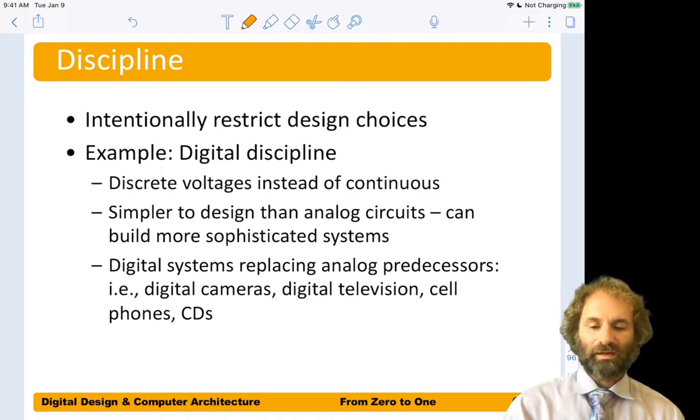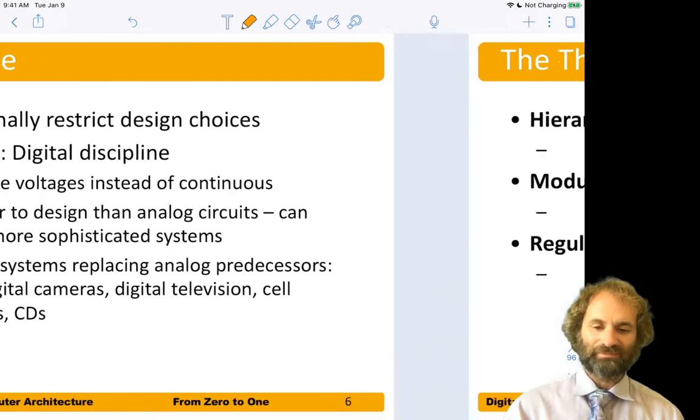For example, with analog television, we have continuous voltages coming in that might set the color of a pixel on the screen, and any noise in those voltages causes static. With a digital system, each pixel is represented by a pattern of bits, and we can introduce error correction, so even if there's some noise, the bits will still be recoverable and we'll get a crystal clear picture even in that presence of noise. So as a result, digital systems have replaced analog predecessors in so many different fields, and that's part of why this class is so exciting.